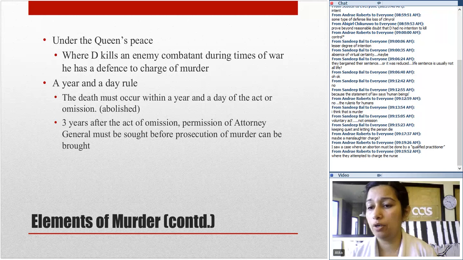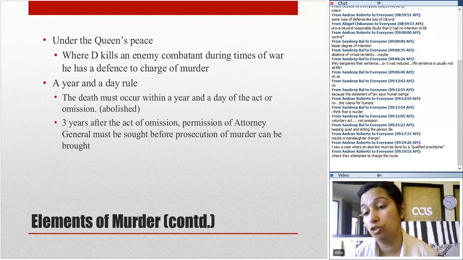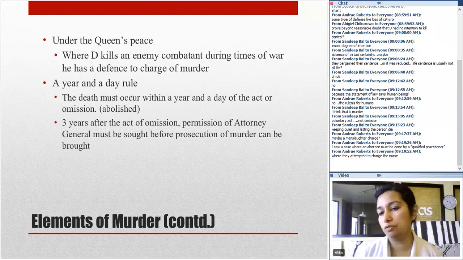The law doesn't want you to charge the wrong person. He may have done the act or omission 3 years ago, but the death may not really necessarily have come from him anymore. So you really need the Attorney General's permission, so he can figure out whether this person should be charged or not be charged for murder after all these years.